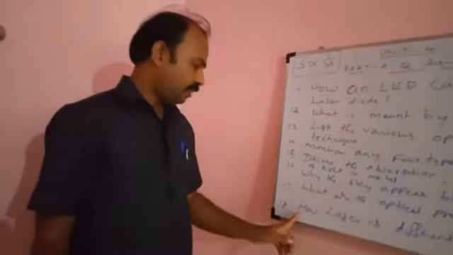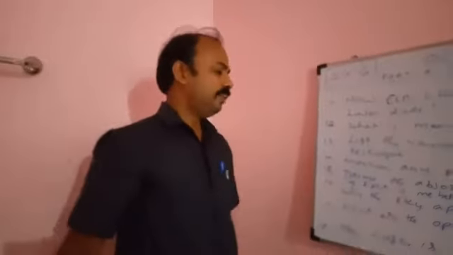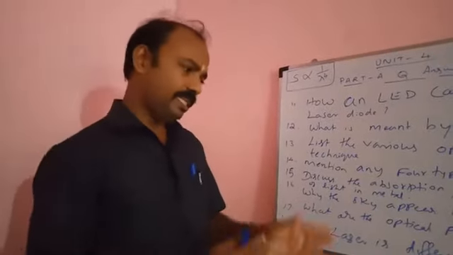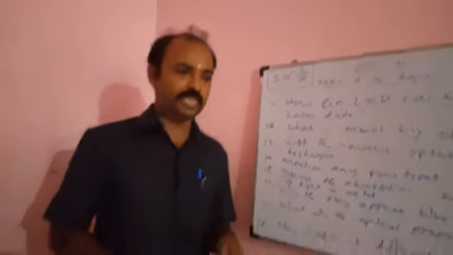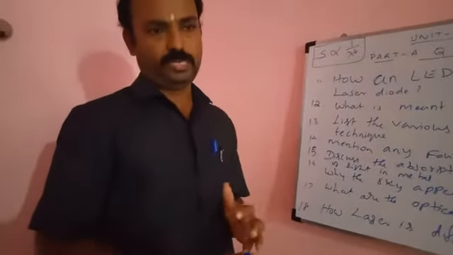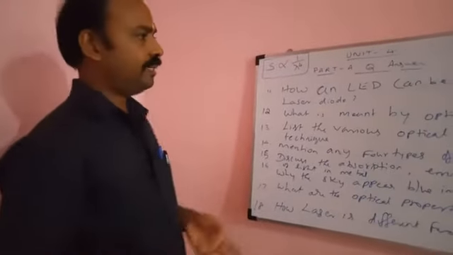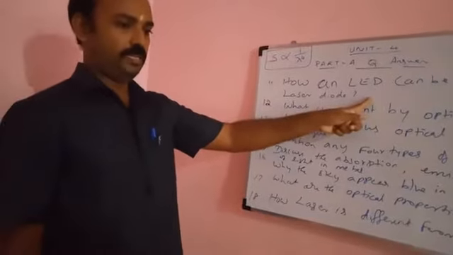The next question: how is laser different from LED? We divide into two columns, one is LED and another one is laser. Differentiate this. First we move to the LED. In the case of LED, it requires low current; in the laser, there is high current density. As a result of high current density, laser action takes place, as already explained.